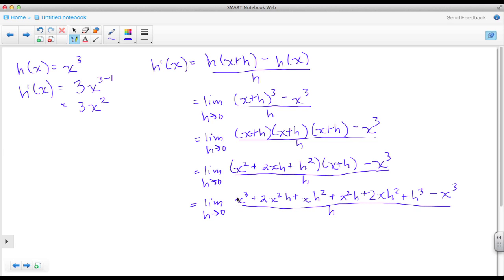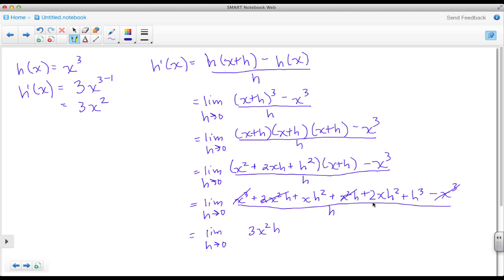Let's clean this up some. I've got a positive x to the third and a minus x to the third. Let's see, what else can I do here? I've got an x squared h here and an x squared h there. So those become, I've got 2 here and 1 there, so that becomes 3. Let's just rewrite the limit as h approaches 0. So now I have 3x squared h. So that's this term and this term.